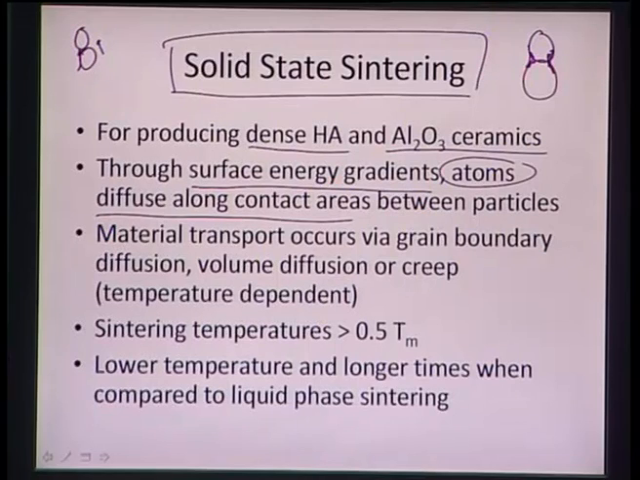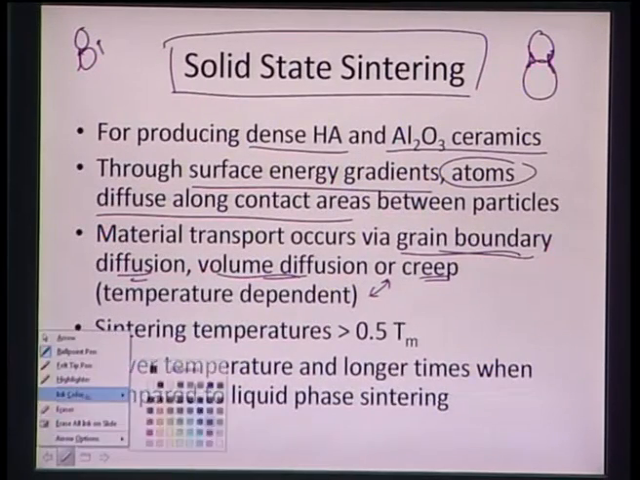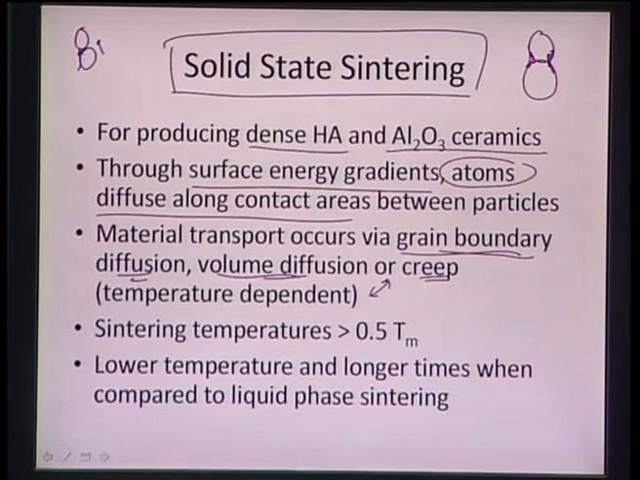And here the material transport from one particle to another occurs via grain boundary diffusion, it can also be volume diffusion, or it can also be creep diffusion, depending on the kind of temperature this particular material is undergoing. So that is the strategy here: depending on the temperature we can achieve grain boundary diffusion, volume diffusion, or creep, to move the material from one location to another for mass transport.